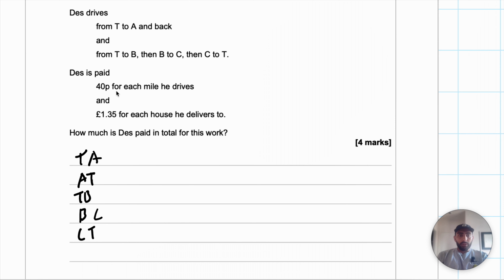Des is paid 40p for each mile he drives. So we're going to have to do 0.4 multiplied by the miles. And we're going to have to do £1.35 for each house he delivers to. So £1.35 times the number of houses. So we'll have to find that out. How much is Des paid in total for his work? Let's find out all of these journeys first.